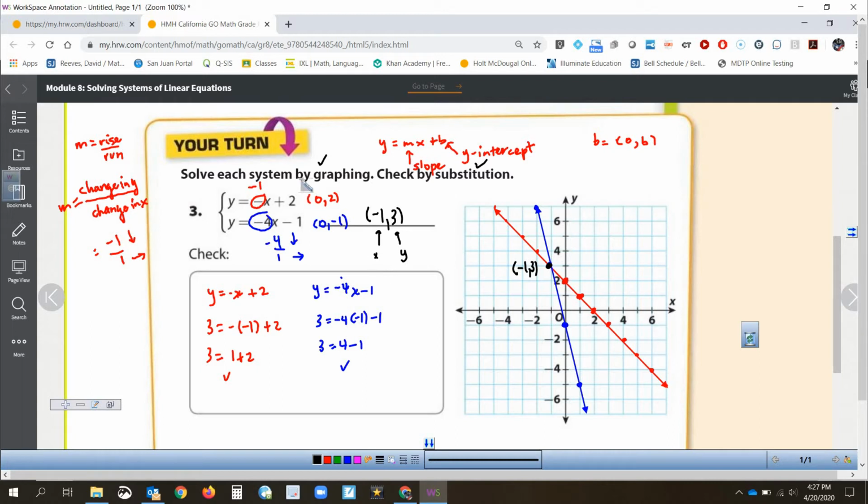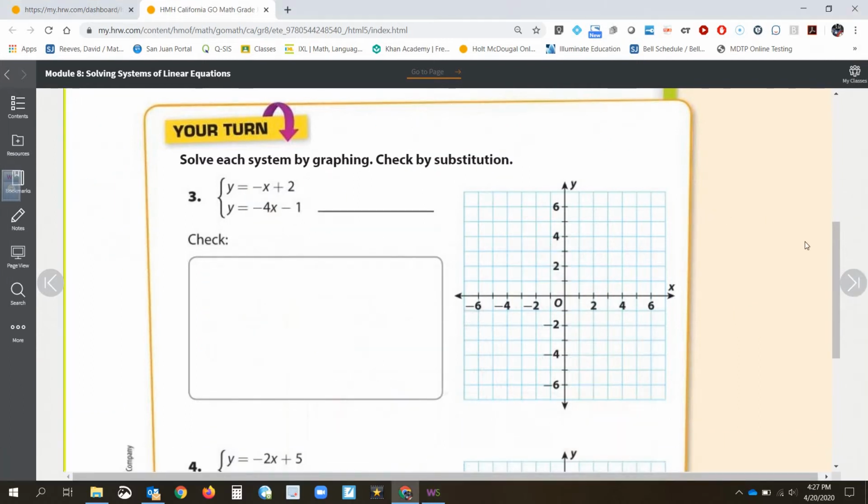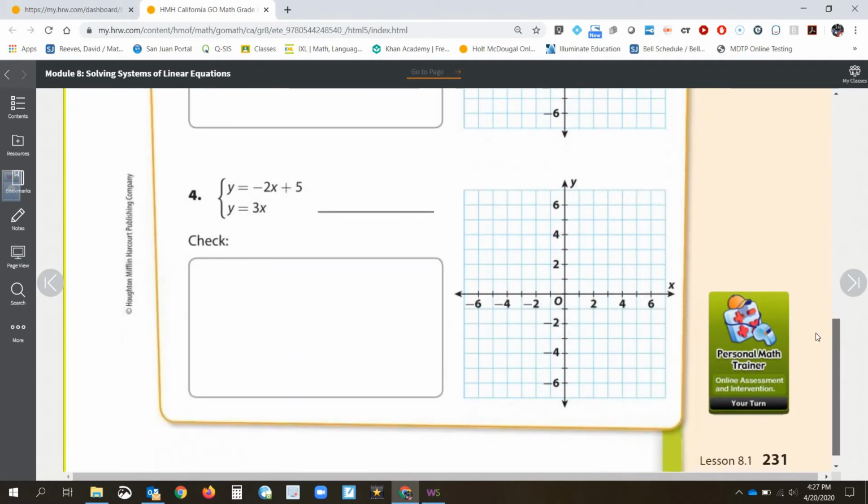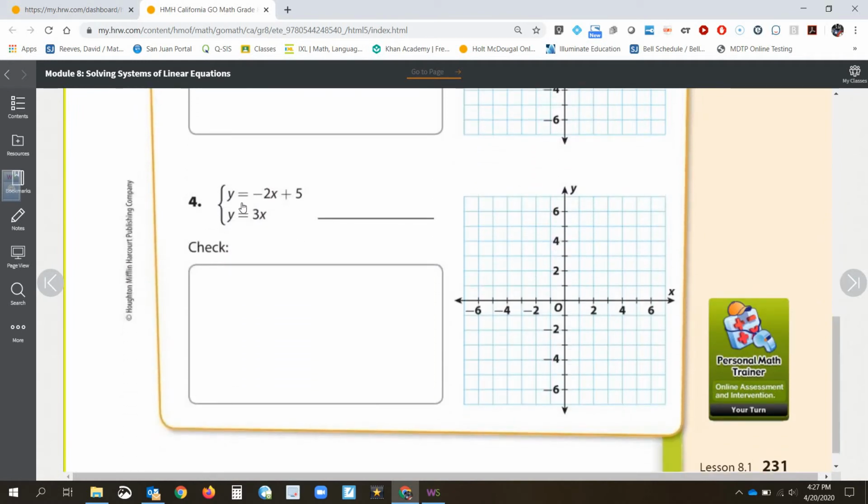So we just solved a system by graphing where both equations were in slope-intercept form, or y equals mx plus b. All right, so hopefully you can do those type of problems. Let's go ahead and look at the next example, which is also in slope-intercept form.